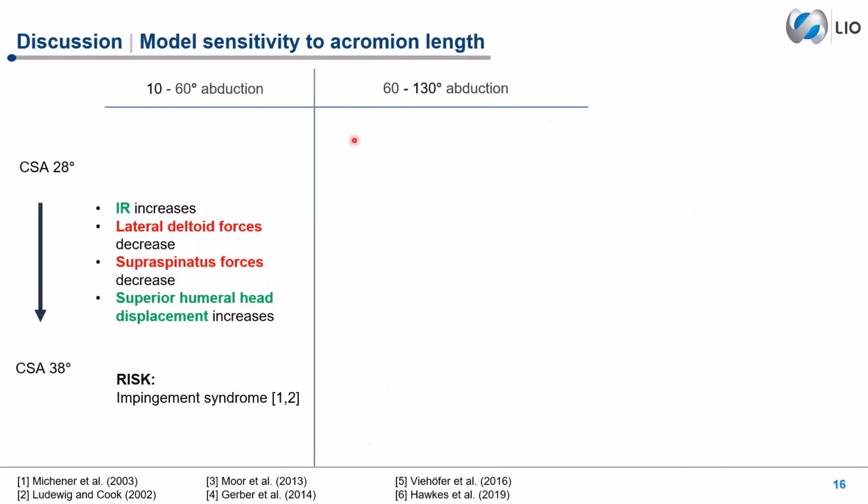So to sum up this part, with a large CSA, increasing the CSA in the first part of the abduction leads to an increase of the instability ratio, a decrease of the abductors, and an increase of the displacement of the humeral head. And this increase of the humeral head displacement can lead to impingement syndrome, so that the supraspinatus tendon can be pinched between the humeral head and the acromion.